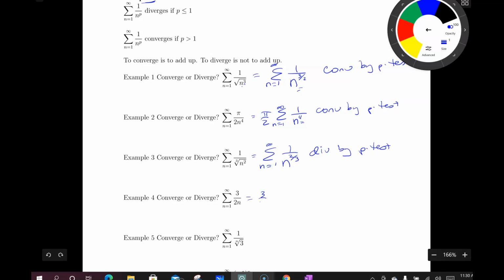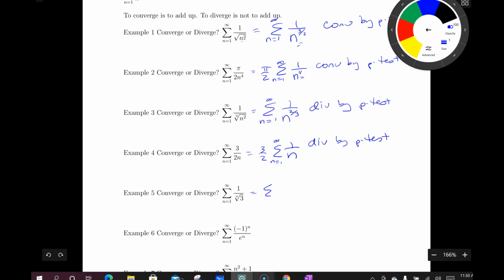This is the same thing if I pull that 3/2 out on the outside as just 1 over n. So let's go back up to the rules here. It says if the p is equal to 1, it diverges. So this diverges by the p-test. This one here, n equal 1 to infinity. This is the same as saying 3 to the 1 over n.